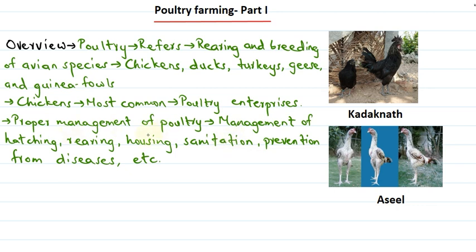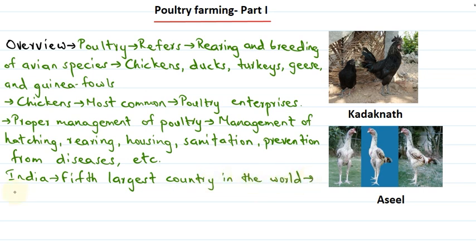India has become the 5th largest country in the world in poultry production. So it is the 5th largest country in the world for poultry production.